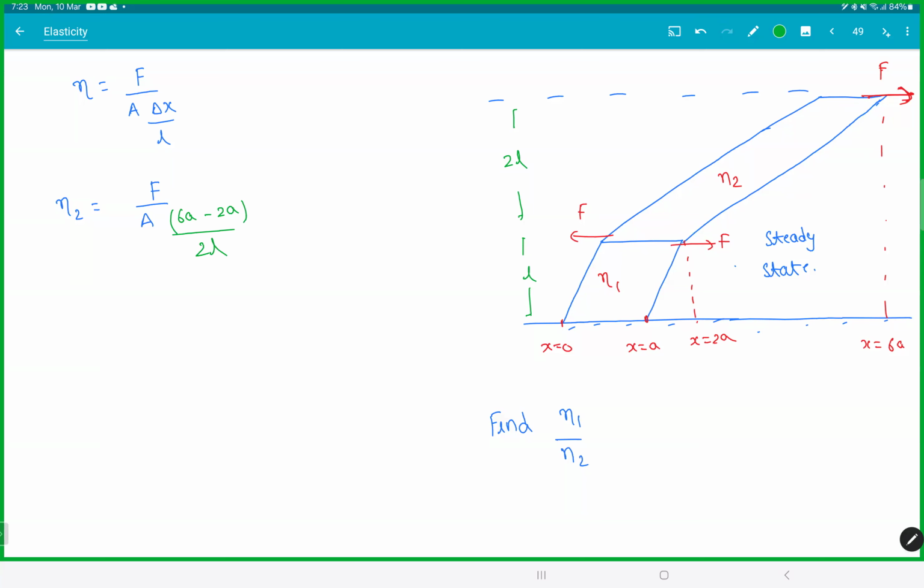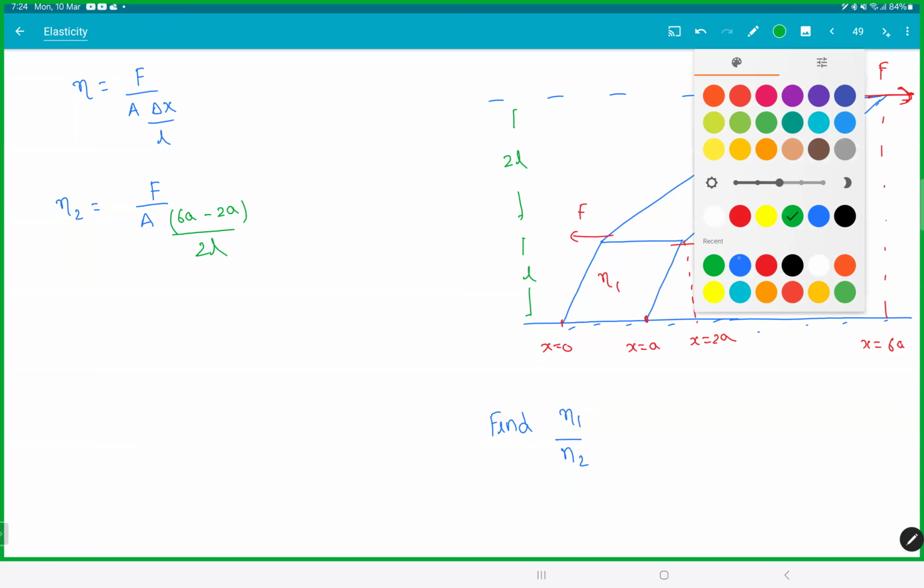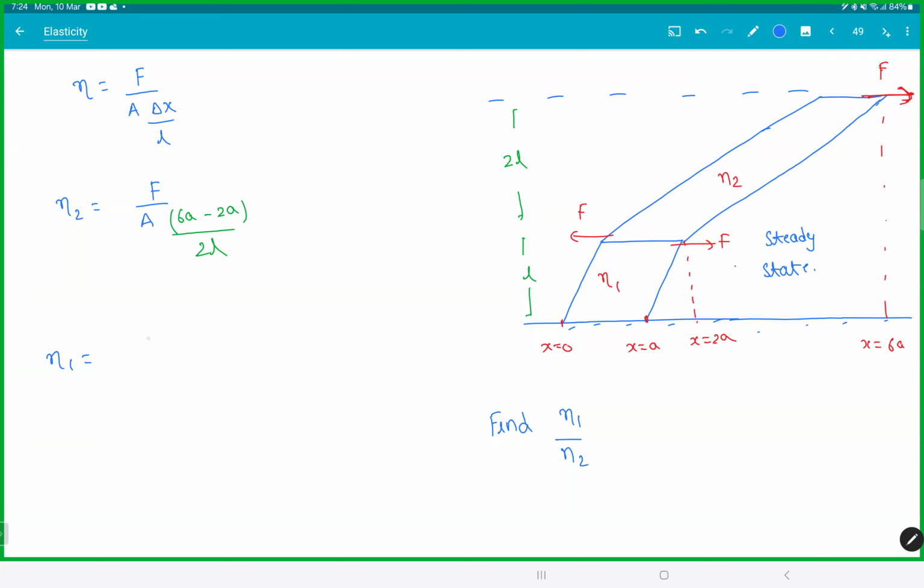So you take the upper layer and the lower layer, the relative displacement, that is the horizontal displacement, and the distance between them. Similarly, if you take eta 1, the force is the same, the area is the same. Now you're taking this point and this point, which is 2A minus A by L. You're done. So just divide them. So eta 1 by eta 2 will be 1 by A by L, and this is 1 by 2A by L. So it goes up. So 2 is to 1.